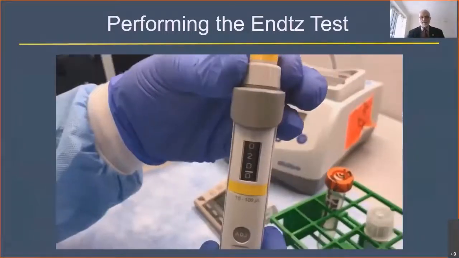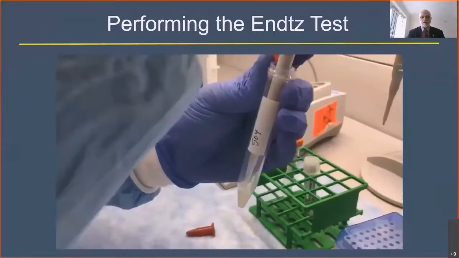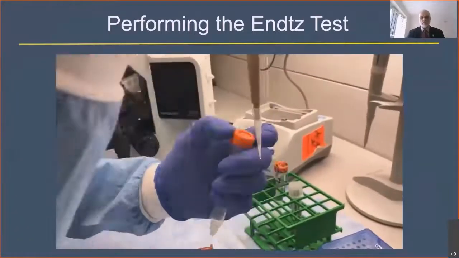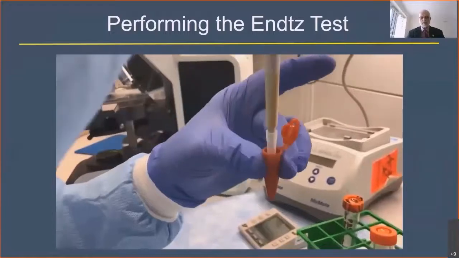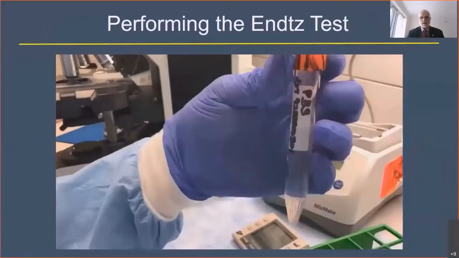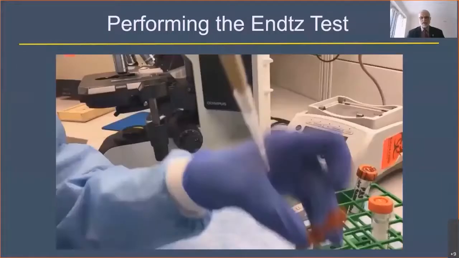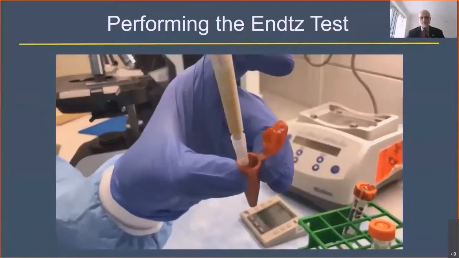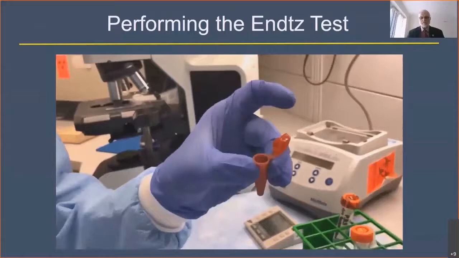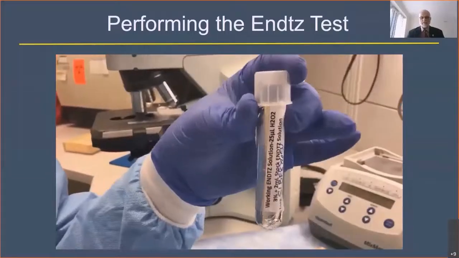Here you take the 20 microliters of Endtz solution in a dark Eppendorf cup. You add the PBS solution or Tris, mix carefully, and then add the working solution.